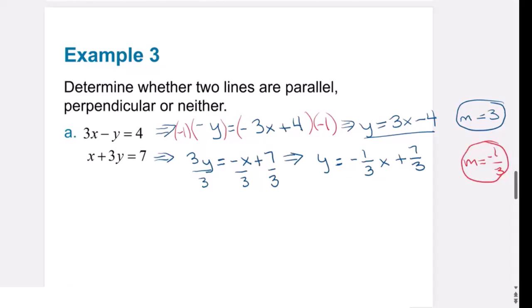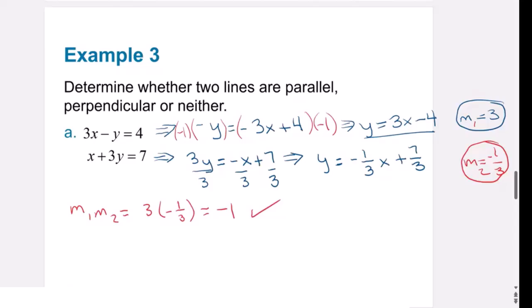Well, if the first m is equal to 3 and the second m is equal to -1/3, how do you check this? Well, we know they're not parallel because they would have to be the same. If they're perpendicular, then, I'll call this m1, I'll call this m2, m1 times m2 would be equal to 3 times -1/3, which equals -1, check.